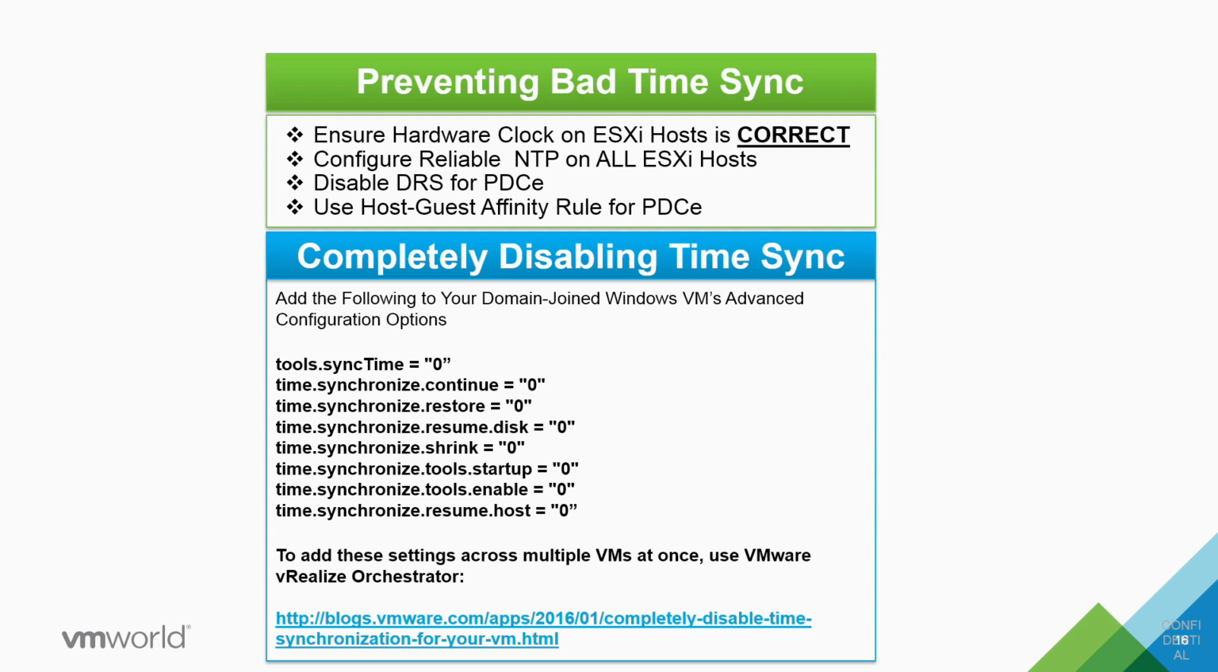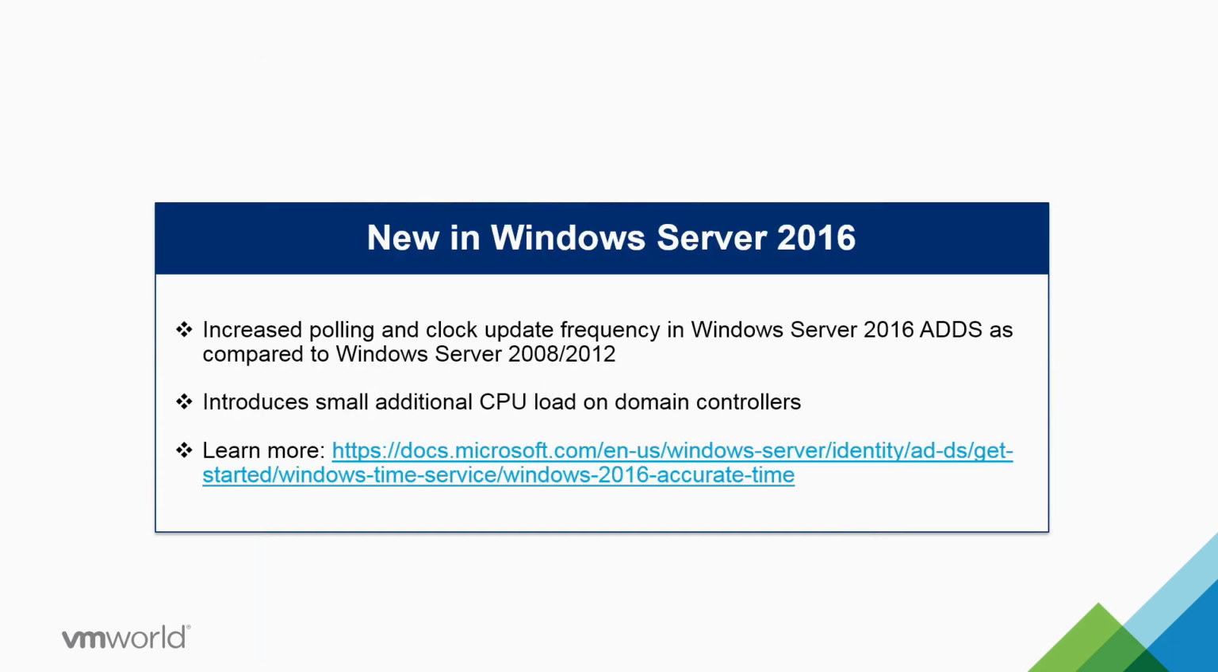So again, this is applicable to all servers, not just domain controllers. It's just domain controllers are particularly sensitive to time sync. One new thing with Windows Server 2016, I don't know how many of you are running it yet, but Microsoft has increased the frequency with which it polls for correct time and updates the clock if time is off. So that polling frequency has increased considerably in Windows Server 2016, especially when compared to 2008 or 2012. Now it introduces a small CPU load on the domain controllers because of this, because more frequent polling.